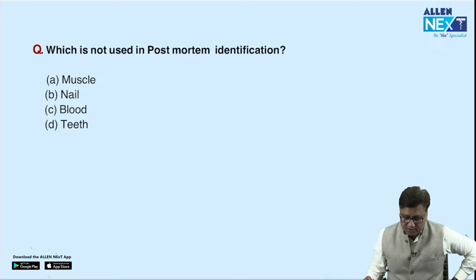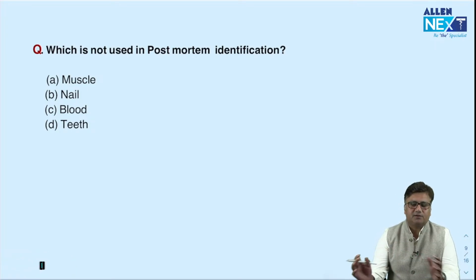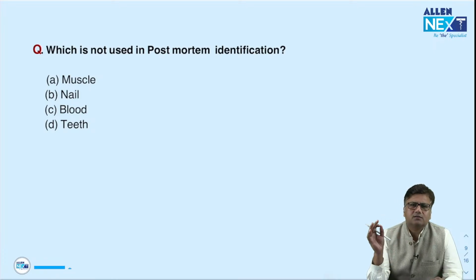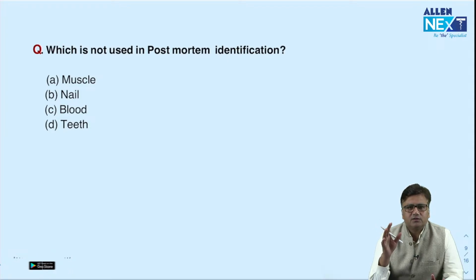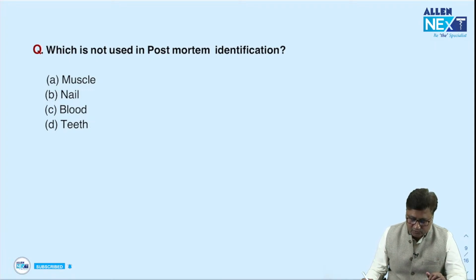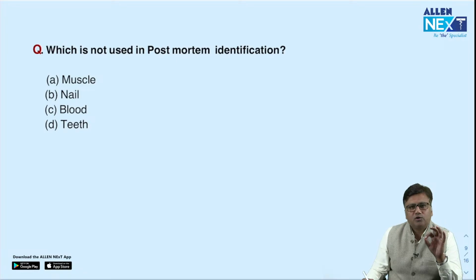Which is not used in post-mortem identification. Now although it's a little tricky, it's not too difficult, right? If you read the question once or twice along with the options which are provided, we will start to understand what is the thing that the examiner wants to know, what is the intention of the question. Now the intention of the question is that post-mortem ho raha hai.